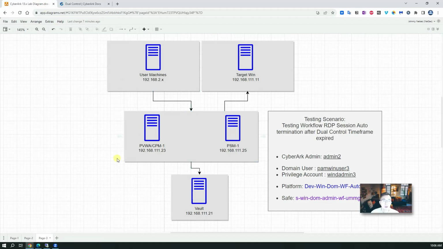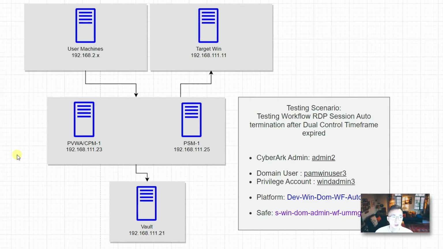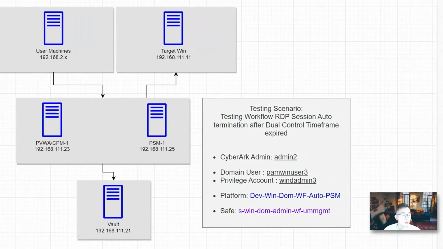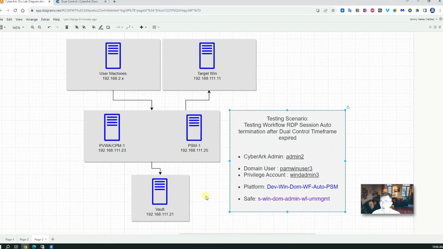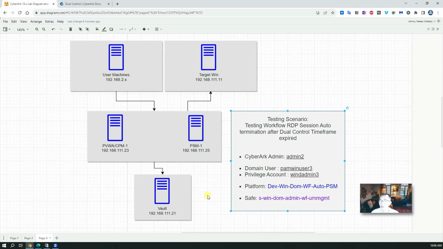So I'm going to use the lab we set up before to test this scenario. I'm going to use my admin account, admin2, and the user account, PAMWinUser3, and test using the privileged account, WinAdmin3. I already set up the platform, and I already set up the safe. So now let's jump into it. I'm going to show you step by step how you can test this scenario using your home lab environment.